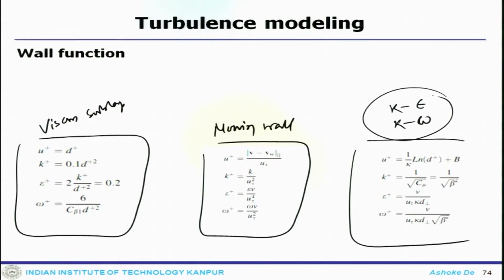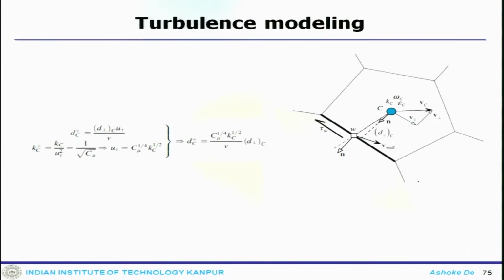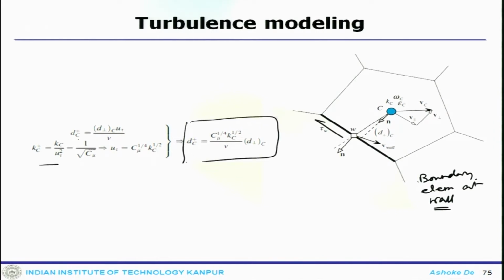Now, one can see when it comes down to a boundary element, this is a boundary element close to the wall, and you have the boundary element at the wall, because the normal calculation needs to be done. So, one can calculate the normal distance dc plus like dc u tau by nu, and kinetic energy like that, which will get you back dc like c mu kc. As long as dc perpendicular is less than d limiting plus, the point lies in the viscous sublayer, otherwise it will be in the inertial sublayer.